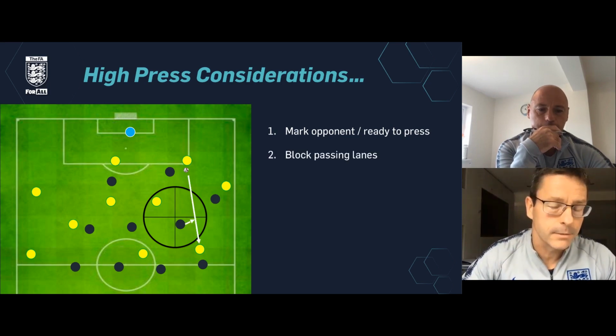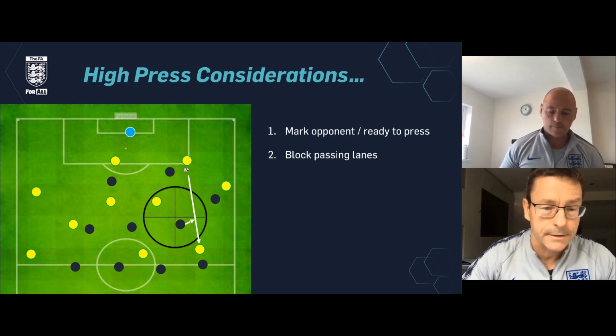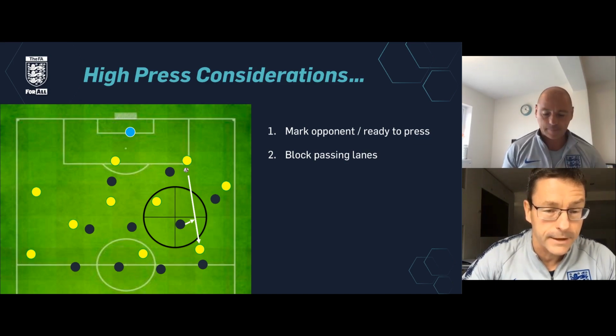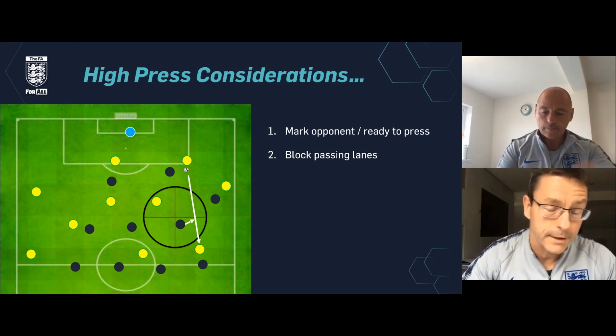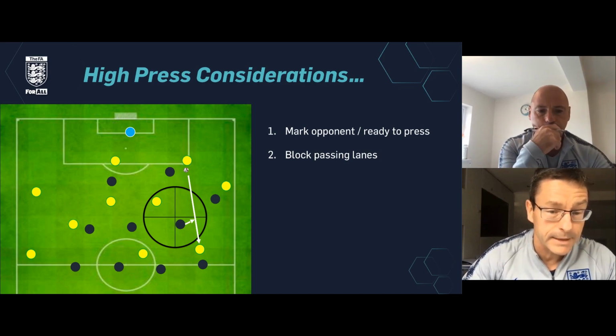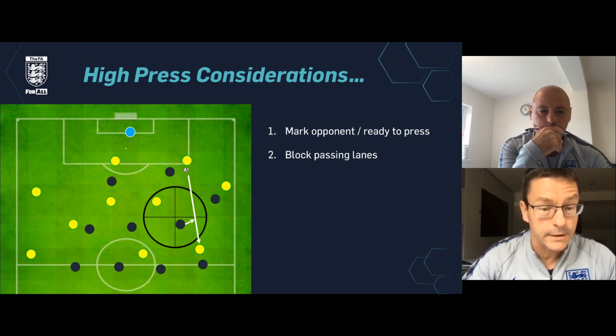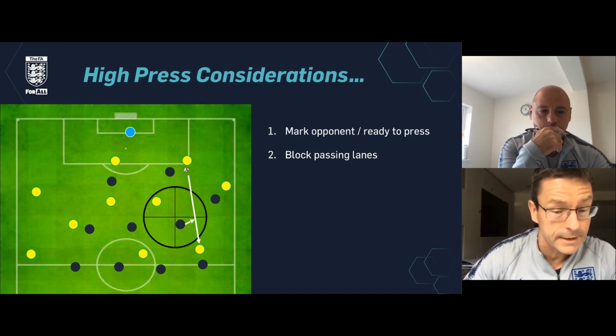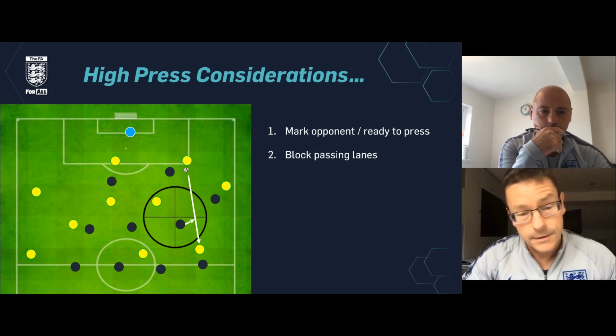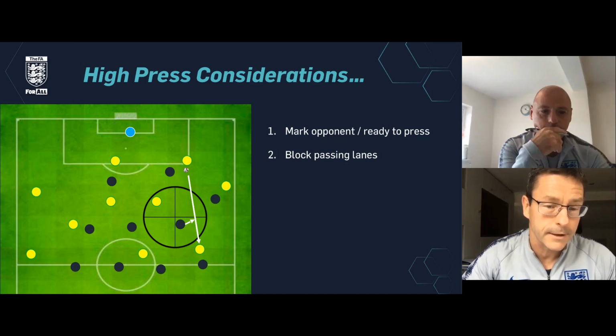Yeah, and then the next key job would be blocking a passing lane. You see the forward player in this example is blocking the forward lane back inside, which makes it easier for the defenders behind him to anticipate. As well as being able to get tight enough to mark and stop their own player turning and playing forward, the black midfield player is ready to block a passing lane, maybe intercept a pass and stop a ball into the striker.